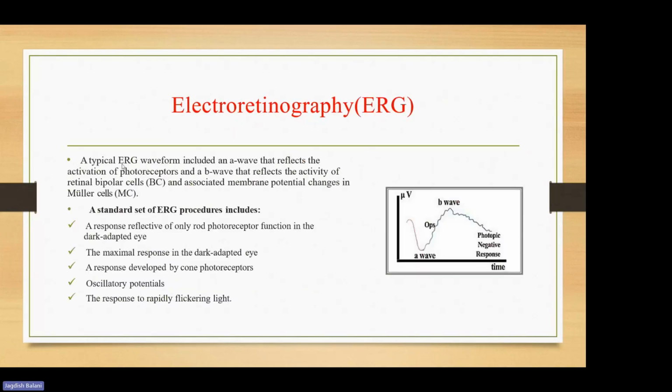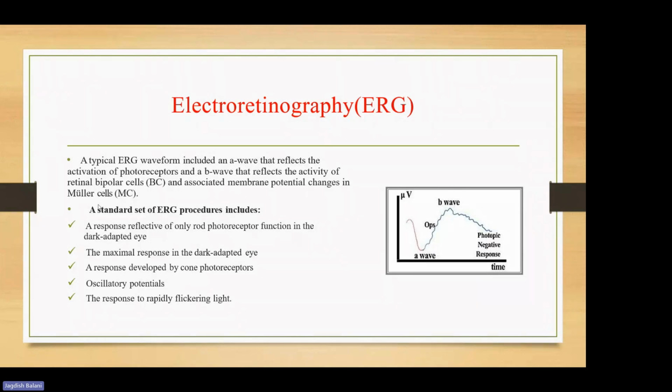Here are some details on electroretinography. The typical ERG waveform includes an A wave that reflects the activation of the photoreceptors and a B wave that reflects the activity of the retinal cells. While light is being reflected to the rabbit, here the study animal is the rabbit. That's what I'm saying: if you are going to perform the ERG in a non-clinical setup, then you have to use the rabbit. Otherwise, you can use the dog also. In humans, ERG is also regularly conducted to check toxic response in the eye. So if any light is reflected, the B wave is created, reflecting the activity of the retinal bipolar cells, whereas the A wave reflects the associated membrane potential changes.